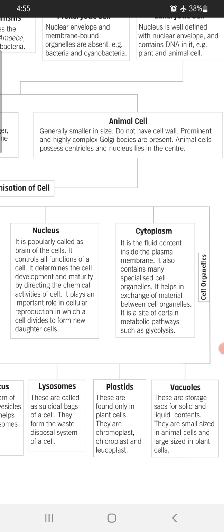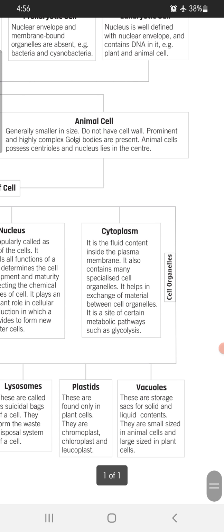They are chromoplast, colored plastid, chloroplast, that is green plastid, and leucoplast, that is colorless plastid. The green color of the plants and vegetation is because of the chloroplast present in them, and different flowers, different fruits, different vegetables have different colors; all the colors are due to the chromoplast.